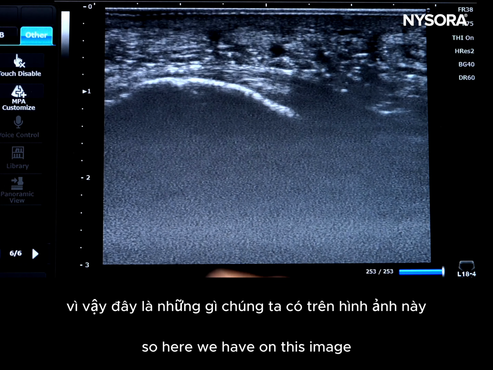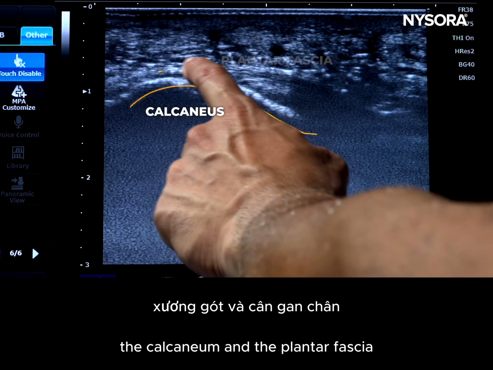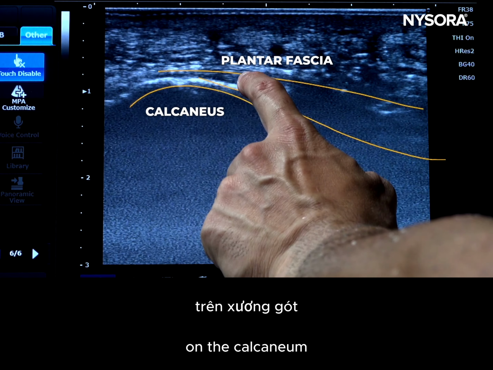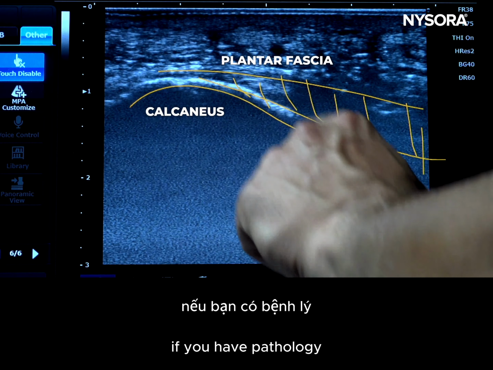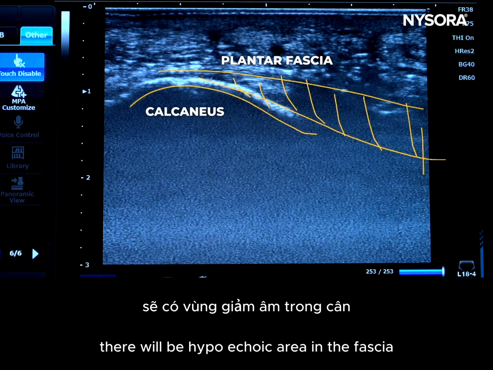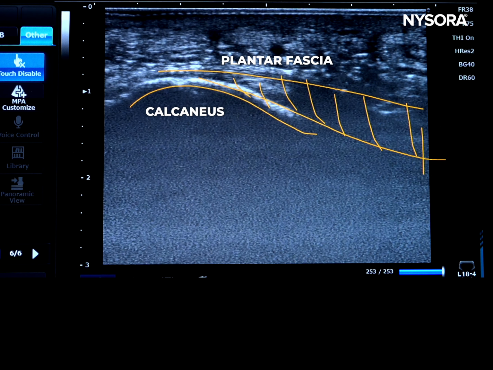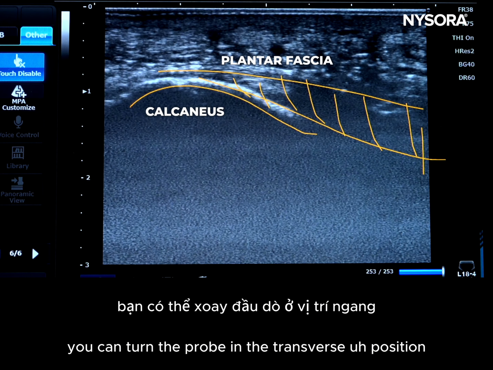So here on this image we have the calcaneum and the plantar fascia with the insertion on the calcaneum, and this whole structure is the plantar fascia. If you have pathology, there will be a hypoechoic area in the fascia, or there will be neovascularization. Once you find the pathology, you can turn the probe to the transverse position.